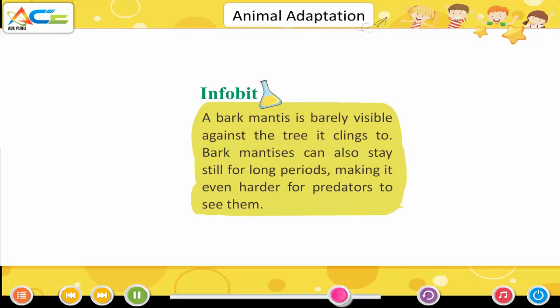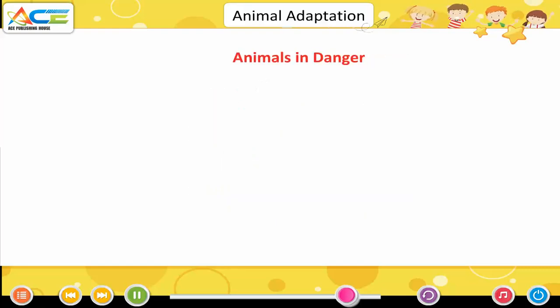Infobit. A bark mantis is barely visible against the tree it clings to. Bark mantises can also stay still for long periods, making it even harder for predators to see them.